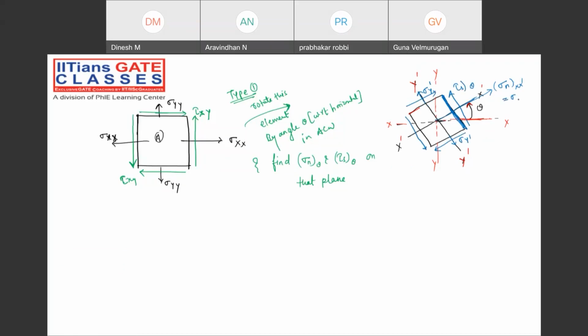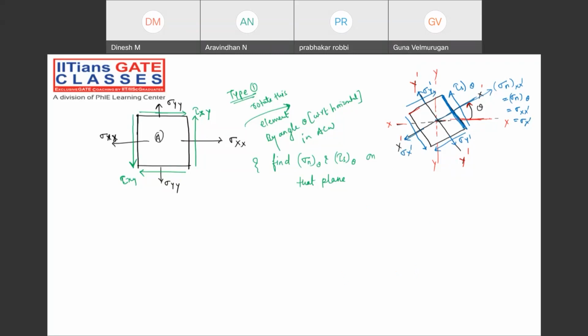You can also call it sigma n theta. Note down, guys, very, very important. Or simply you can note down sigma x dash. In many textbooks, they write many things. I have written all of them. Of course, this side will also be there, because to maintain static equilibrium these are required.